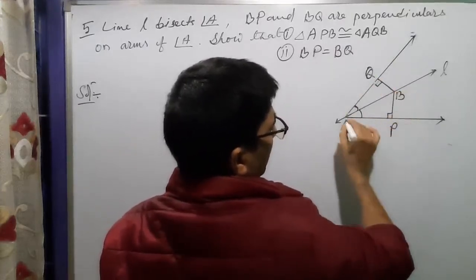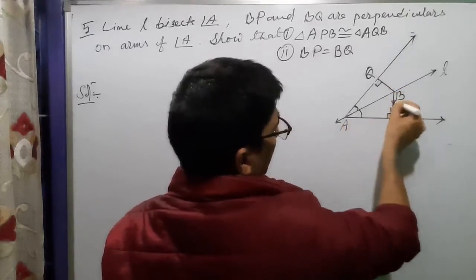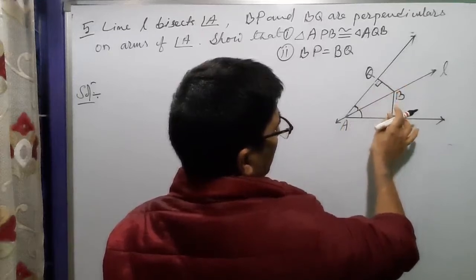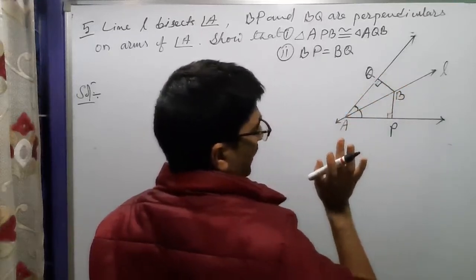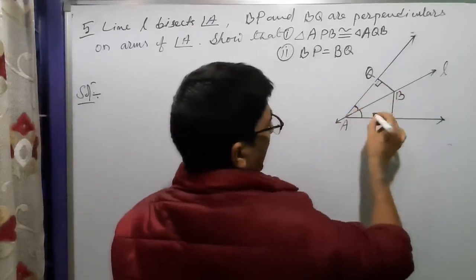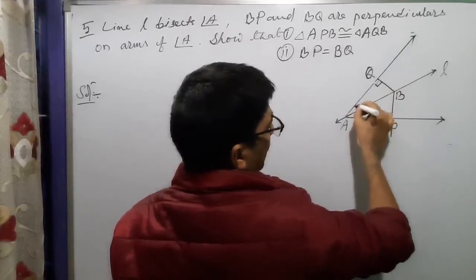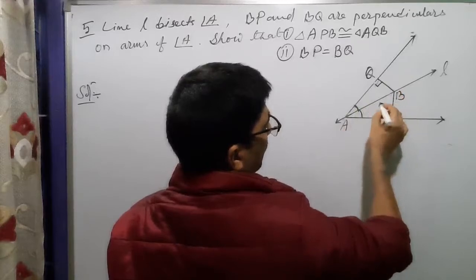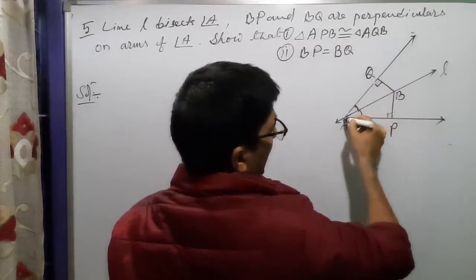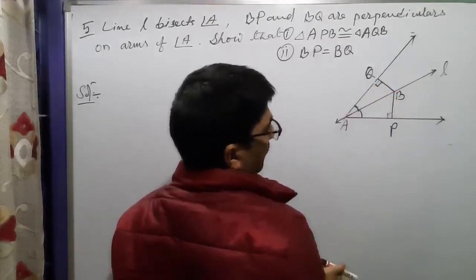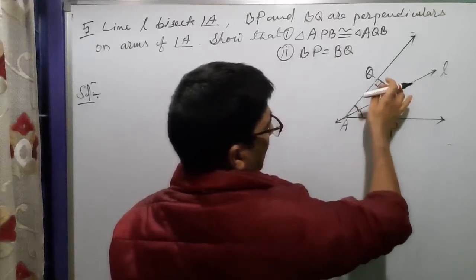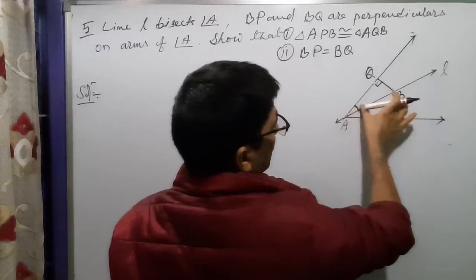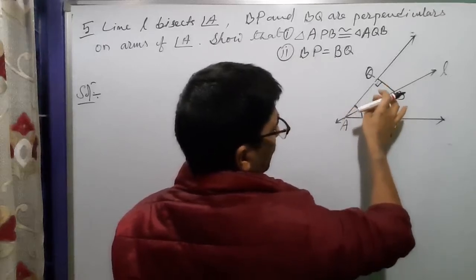Since BP and BQ are perpendicular, this angle is 90 degrees and this is also 90 degrees. This angle and this angle are equal, each 90 degrees. Now L bisects angle A, therefore this angle equals this angle, that means angle PAB equal to angle QAB, because L bisects angle A. Now one pair of angles, two pairs of angles, and then AP is the common side of both of these two triangles.